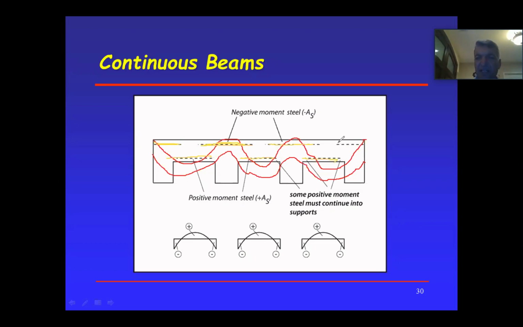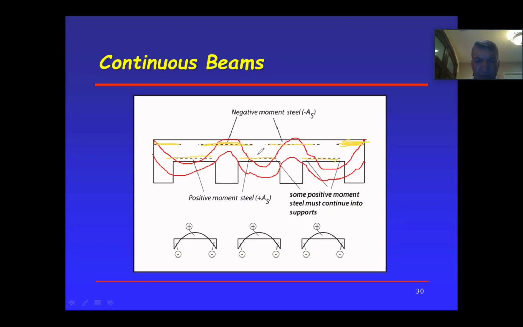So therefore we put steel right there. Okay, and then we put steel. In the project, I told you to assume it's a pin support, so you don't do that. Okay, but in theory, we need some steel there. Any question on that?